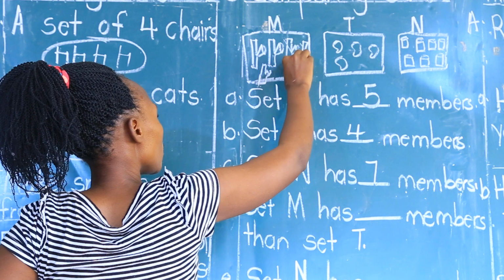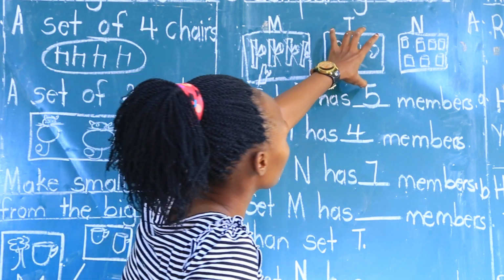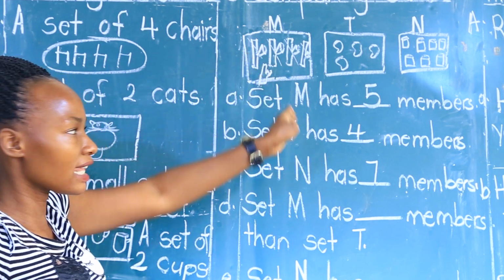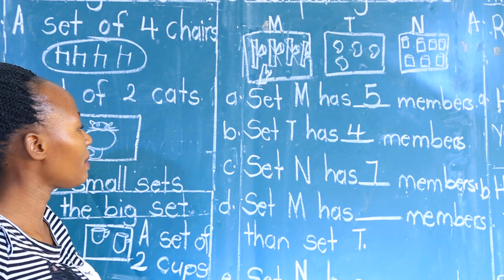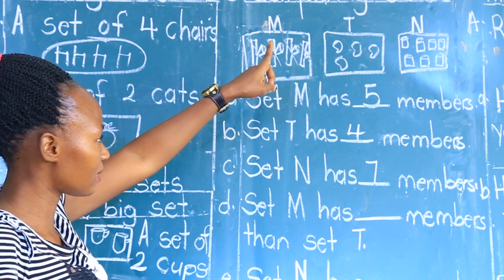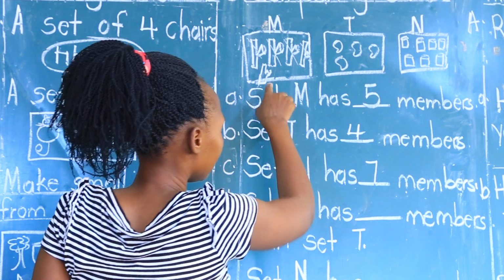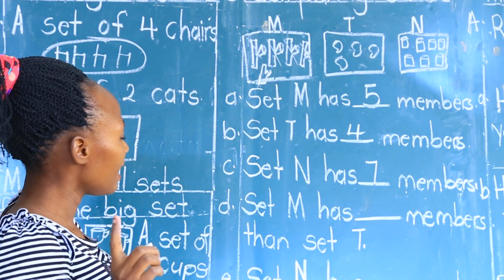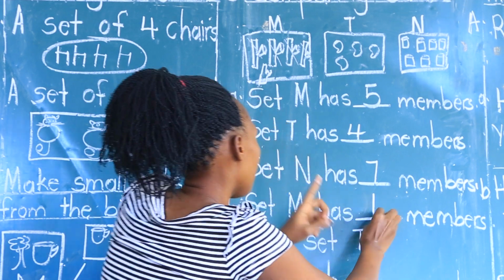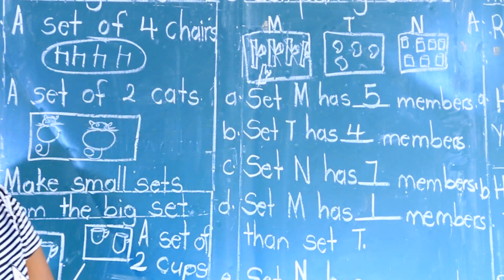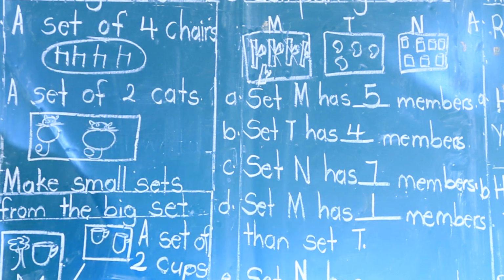1, 2, 3, 4. Those are the members which are also in set T. They are also 4. That's why we crossed out 4. Now, how many have we remained with in set M? Now we remained with 1. Now our answer is set M has 1 member more than set T. It has 1 more than set T.